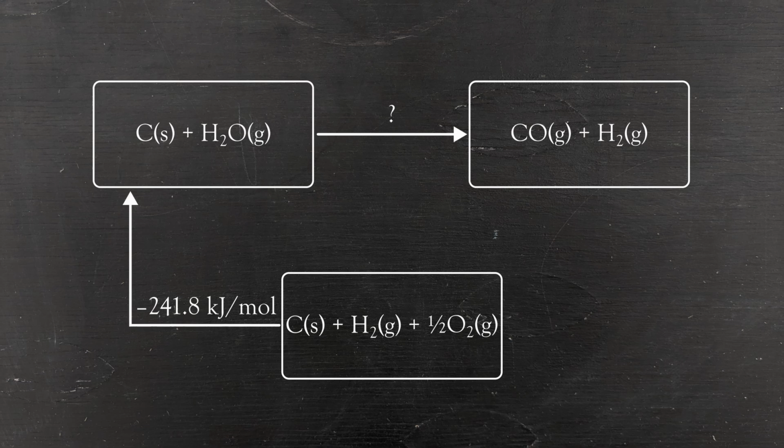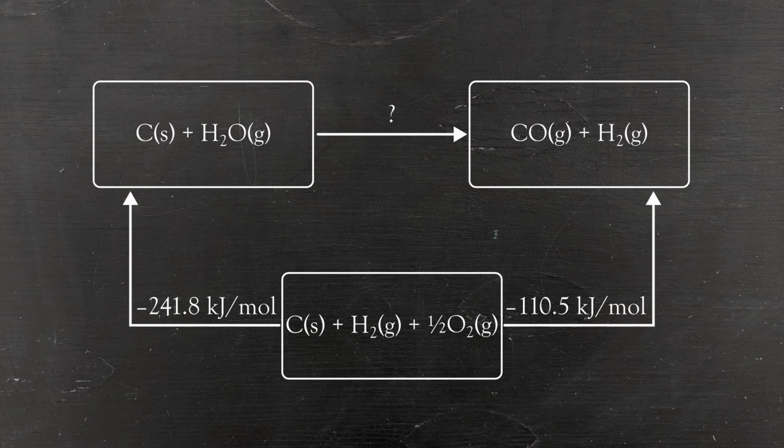We already know that the enthalpy of formation for water vapor is negative 241.8 kilojoules per mole. We also know that the enthalpy of formation for carbon monoxide is negative 110.5 kilojoules per mole. So rather than trying to calculate the energy change directly from carbon reacting with steam, instead, we will reverse the reaction that produced the water vapor.